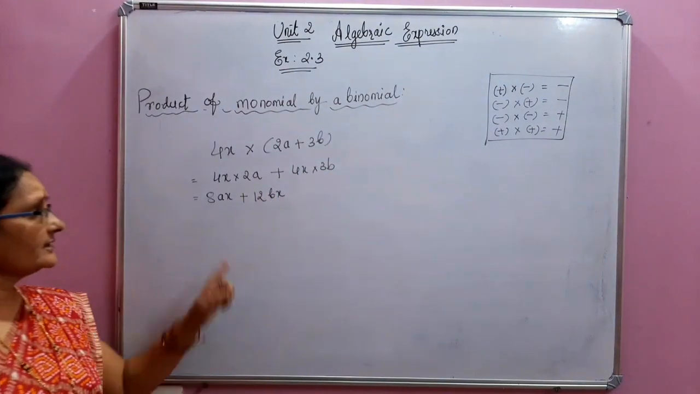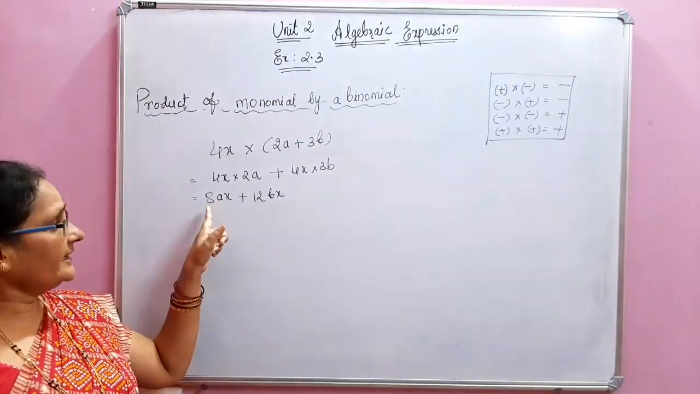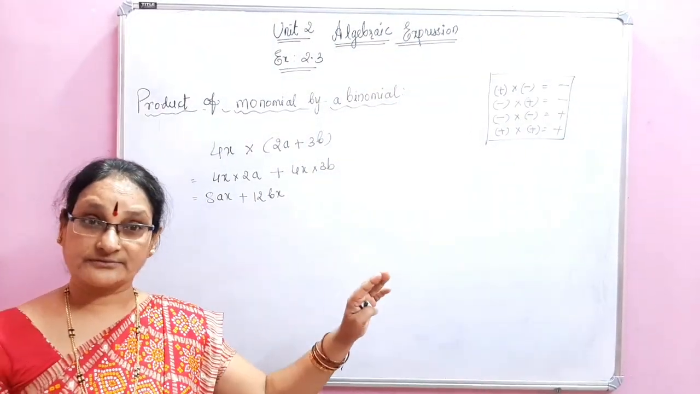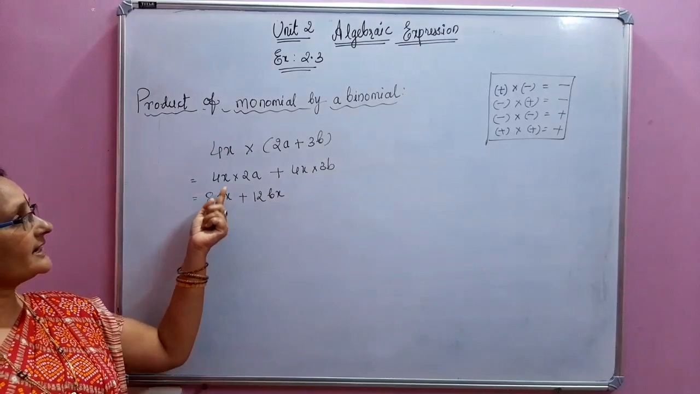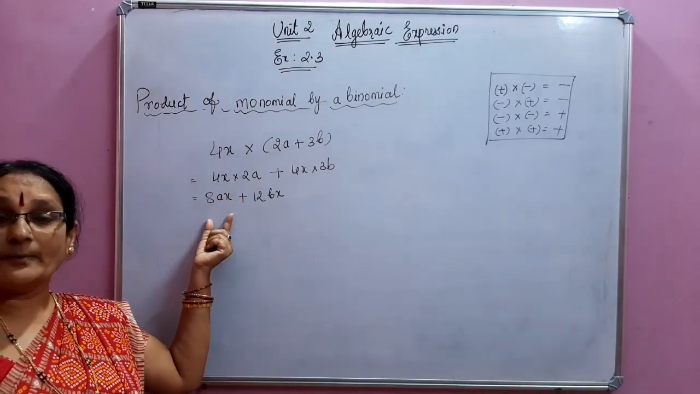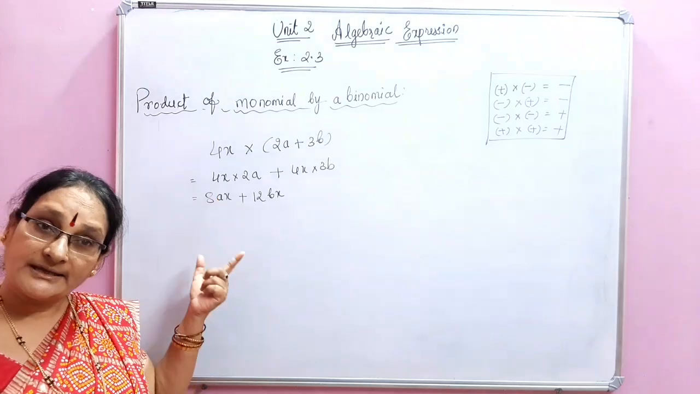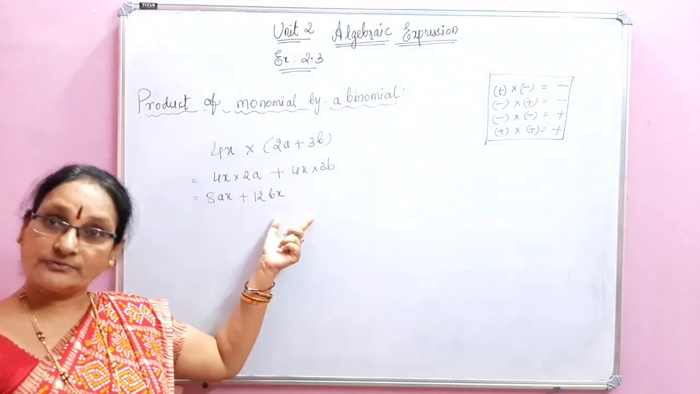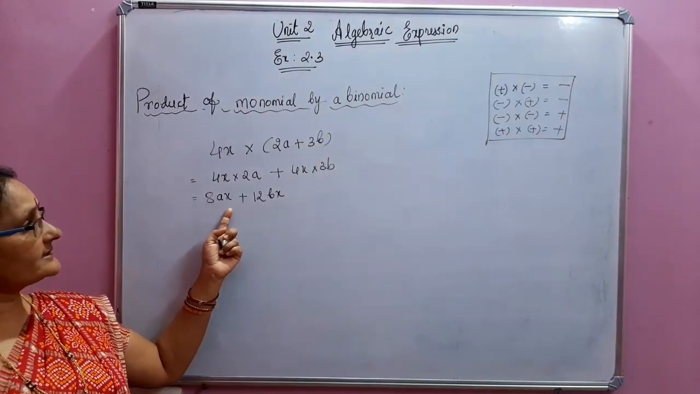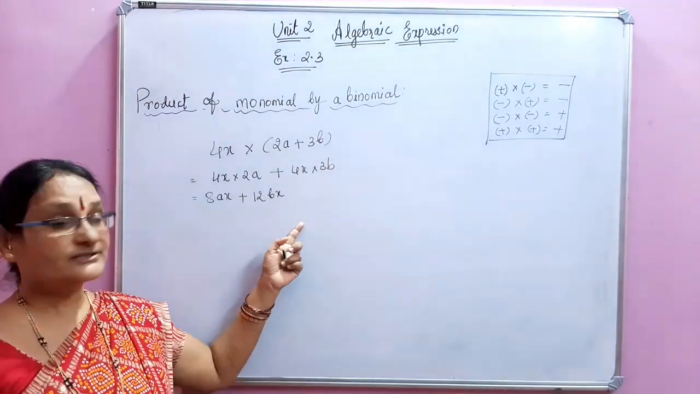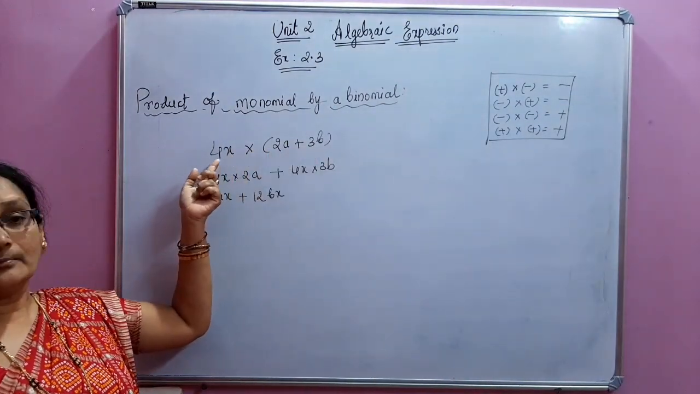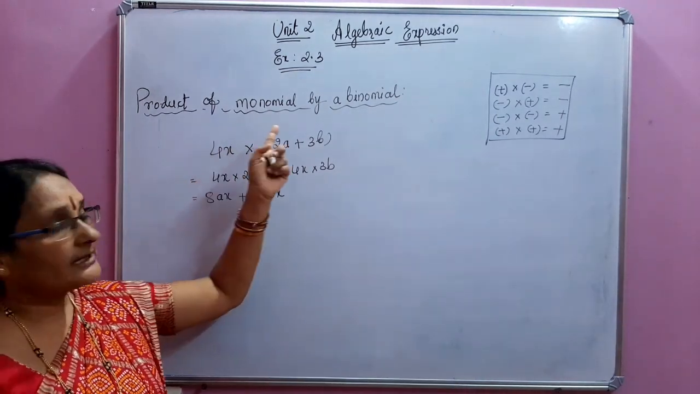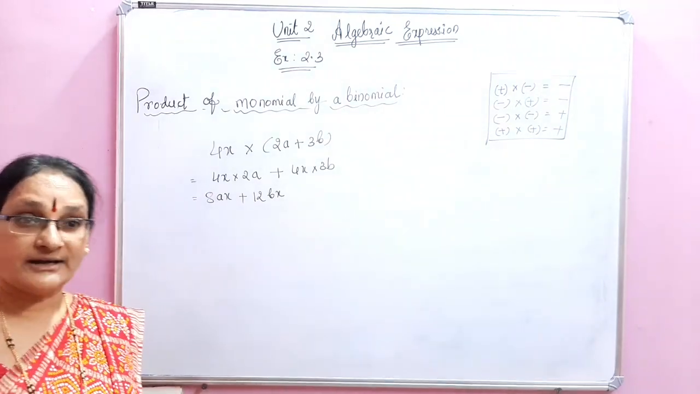xb also you can write. Here xa also you can write. But ax is a good method to write because alphabets start from a to z, not x to a. So instead of xa we can write ax, because you know the commutative property that we can apply here also. xa is nothing but ax, xb is nothing but bx. So we can write 8ax plus 12bx. This is the method of finding the product of monomial by binomial.